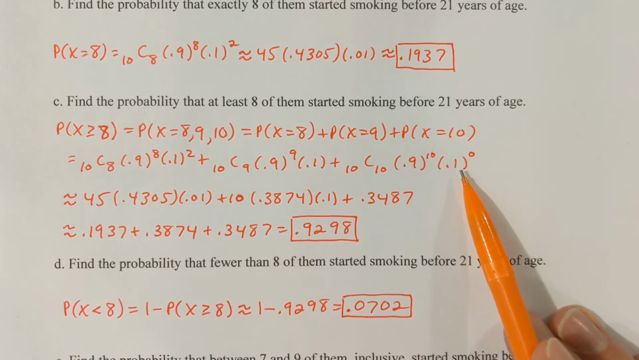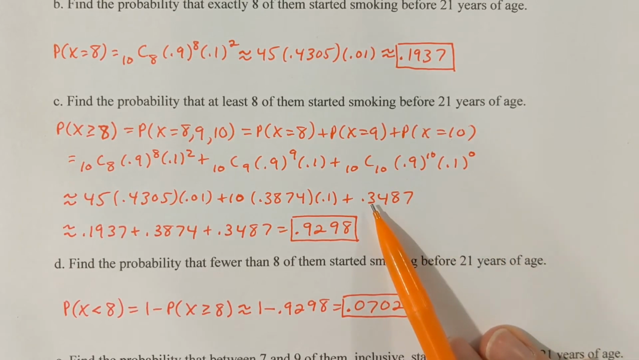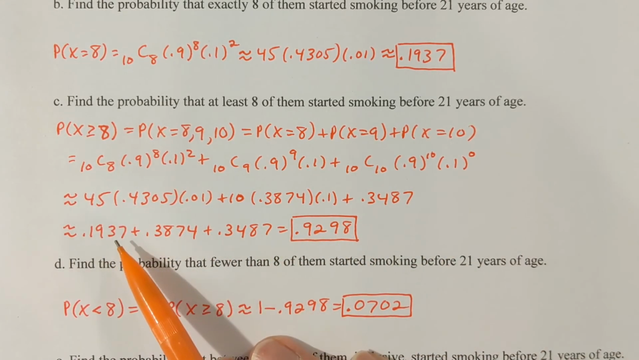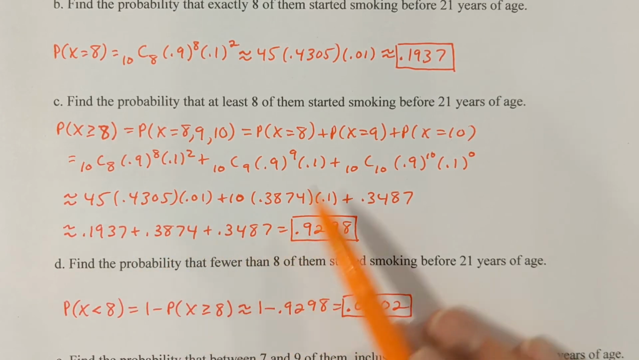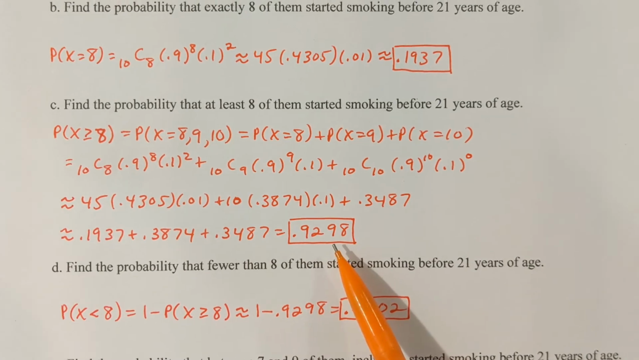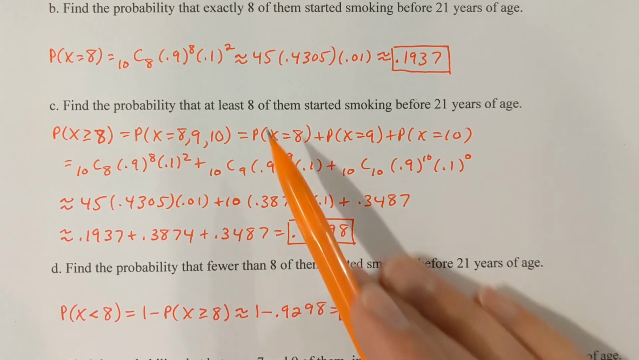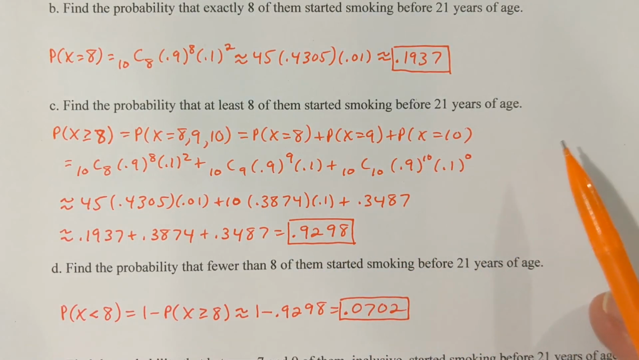So the only thing that we have to do here in this last part is figure out what is 0.9 to the 10th, and that is 0.3487 if you round to 4 digits. Okay. Here are the numbers that I'm getting in simplified form for these 3 probabilities, and when I add them together I get 0.9298. So there would be roughly a 92.98% chance that at least 8 out of the 10 would have started smoking before turning 21 years of age.